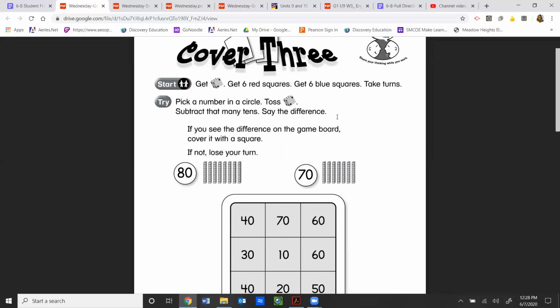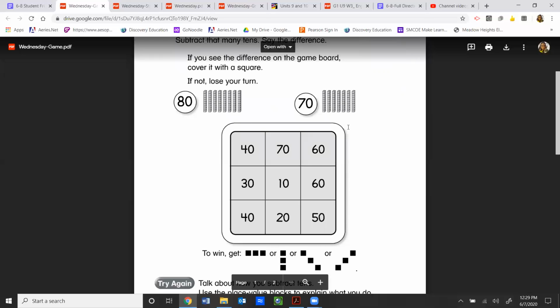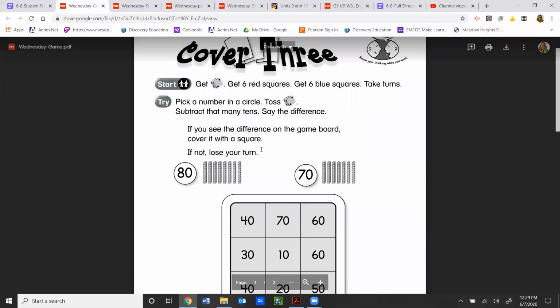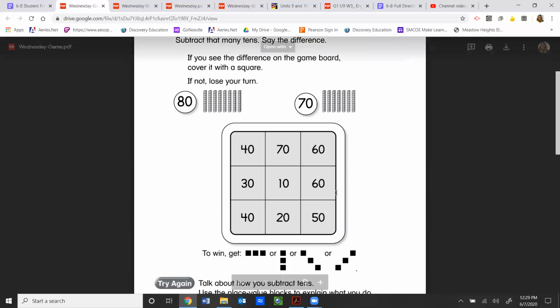So if I roll my dice and I roll the number 3, that means I have to subtract 3 10s, which is 30. And I have to say the difference. Then it says if you see the difference on the game board, cover it with a square. Again, if you print this out, you can do that. If you're just doing it on the computer, then just try to remember what your answer was, or you can write it down on a piece of paper. It'd be easy to draw this grid here. If you do not see your answer, then you lose your turn. So if you keep coming up with answers that are on this grid, you get to keep going. And if you don't, then you lose your turn.